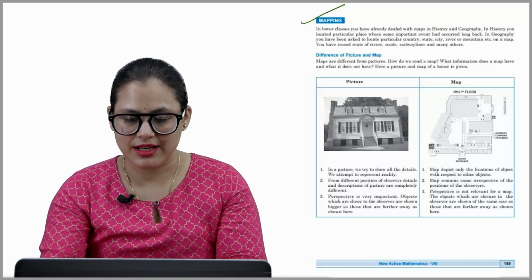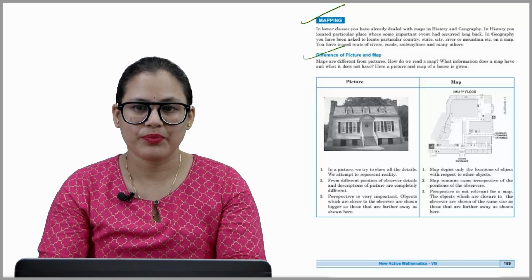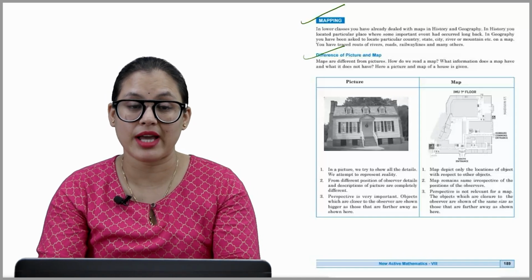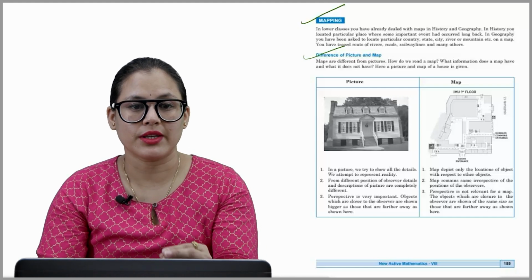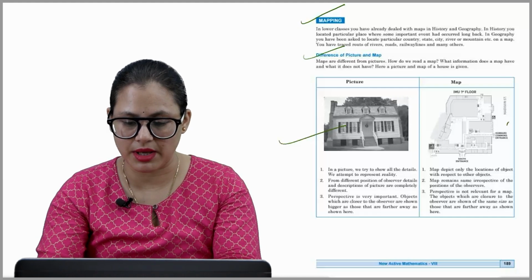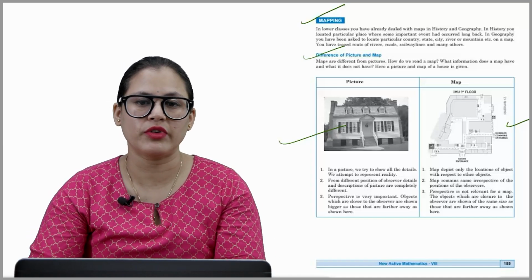Difference of picture and map. Maps are different from pictures. How do we read a map? What information does a map have and what it doesn't have? Here a picture and map of a house is given. See, this is the picture but this is the map. Now let's find out what is the difference between picture and map.